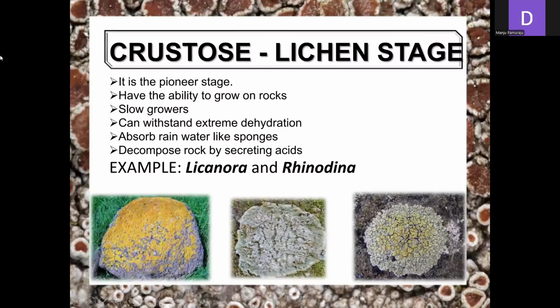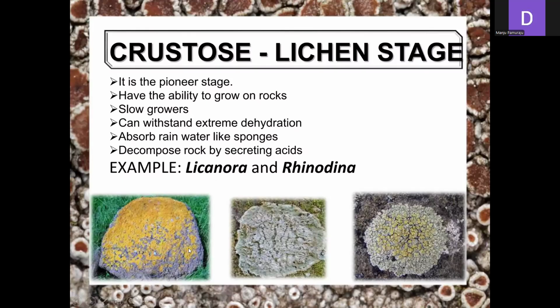So the first stage is the crustose lichen stage. It is the pioneer stage in the Xerarch and has the ability to grow on the rocks. They are slow growers and can withstand extreme dehydration, and they absorb the rainwater like sponges and decompose the rock by secreting acids like carbonic acid, etc. Examples for crustose lichens are Lichenora and Rhinodina.